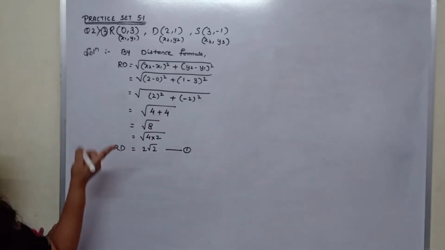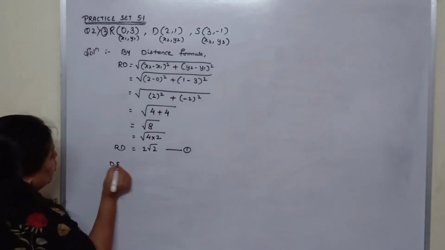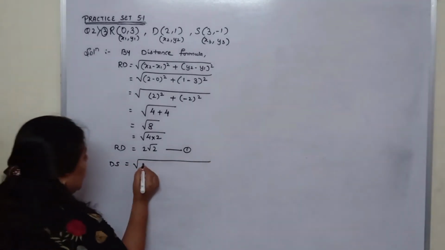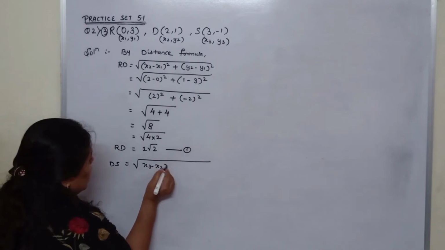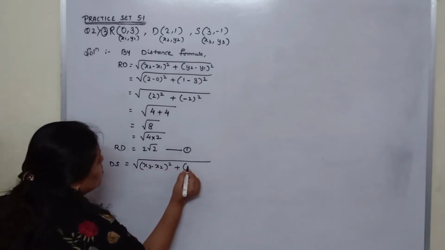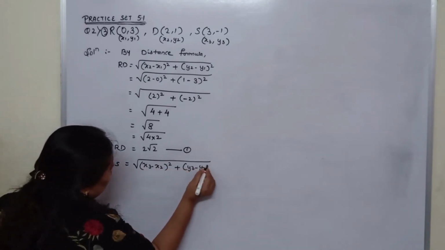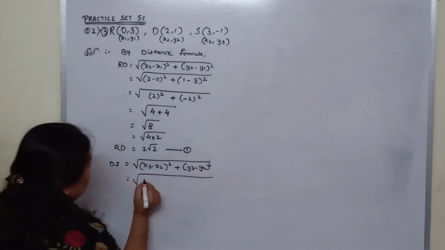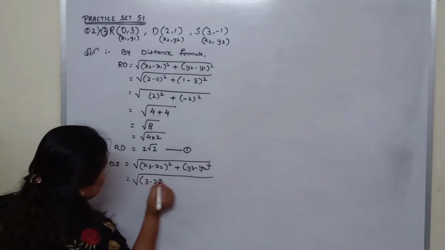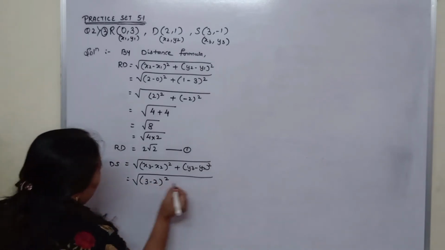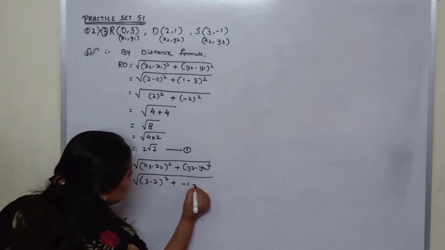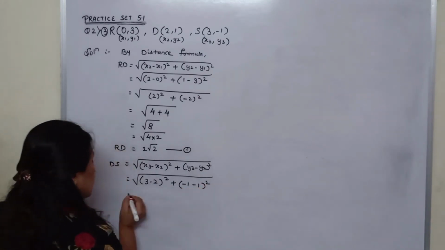Okay, then we'll see what is the value of DS. DS is equal to under root (x3 minus x2) the whole square plus (y3 minus y2) the whole square. So x3 is 3 minus 2, x2 is 2, and plus y3 is minus 1 and y2 is 1. So it will be minus 1 minus 1.